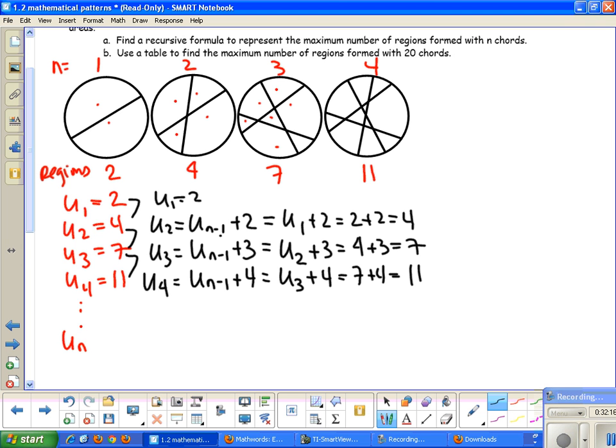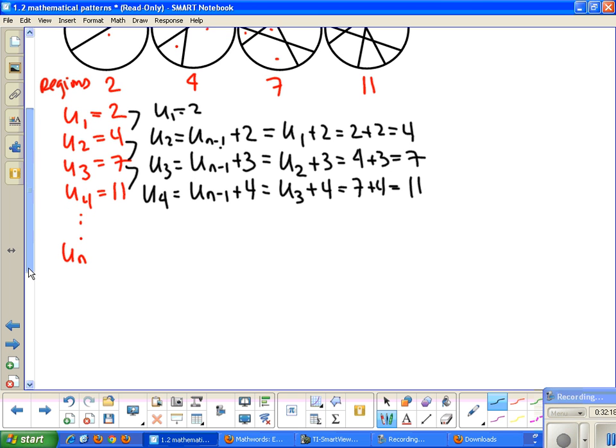So that means that for my formula, for my nth term, u sub n equals, notice we have our previous term here, so u sub n minus 1, and notice that I have 2, 3, and 4, which is the same as my n value right here. So plus n.